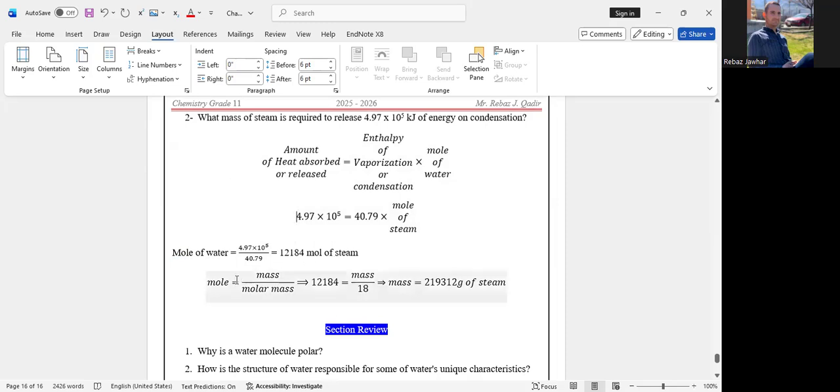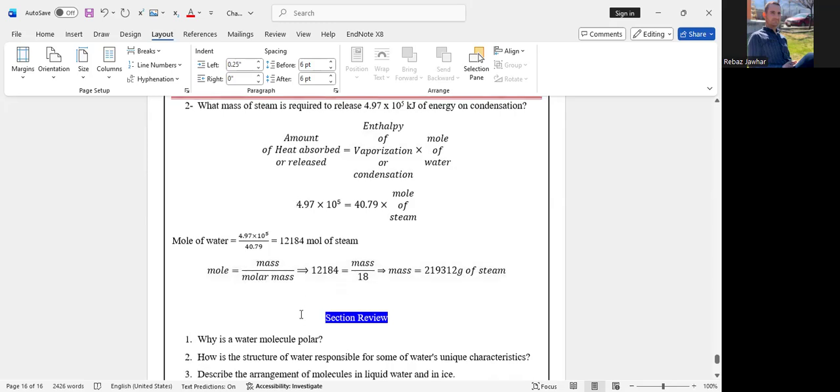Then convert mole to mass by the rule of mole. Mole equals mass over molar mass. This is the amount of mole; the mass is unknown in the question. Divide by the molar mass of water. Again, steam is water vapor in the gas state. The composition of steam is water, which consists of 2 hydrogen and 1 oxygen. 2 hydrogen is 2, 1 oxygen is 16, equal to 18. So the mass equals this amount of grams of steam.